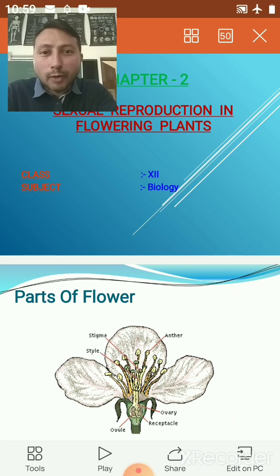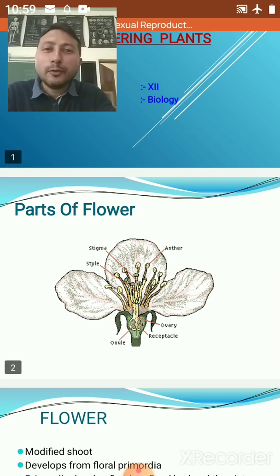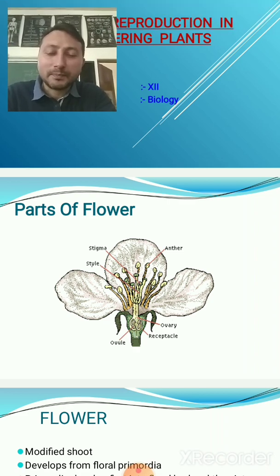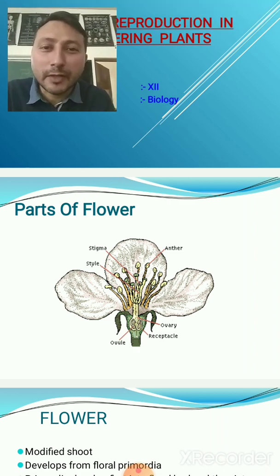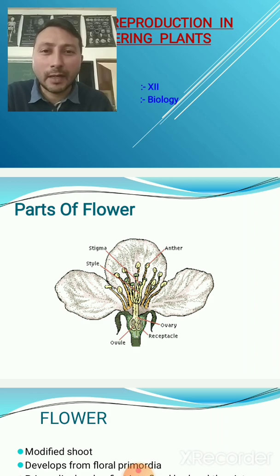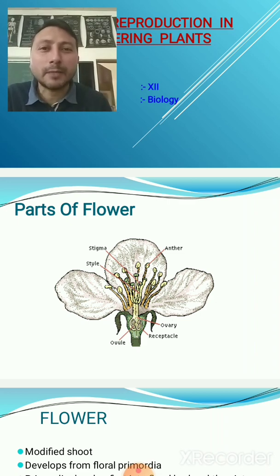So today's topic is sexual reproduction in flowering plants. This is chapter 2, unit 1, class 12th biology. And we know that flowers are the most fascinating parts of a plant. We all feel so happy when we watch different kinds of flowers blooming in our garden, in the school garden, near our house, or anywhere. So are flowers really meant only for giving us happiness, or are they serving some other purpose also?